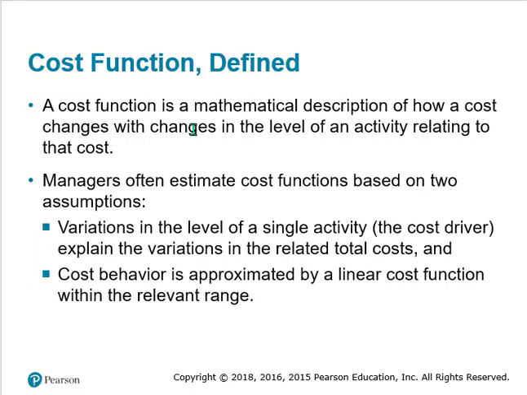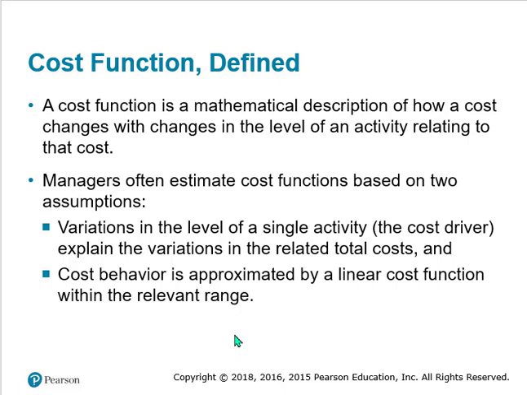So a cost function, okay, is a mathematical description of how a cost changes with changes in the level of activity relating to that cost. Okay, that's important. So it's a mathematical expression, and managers often estimate cost functions based on 2 assumptions: that variations in the level of a single activity, in other words, whatever the cost driver is, explain the variations in the related total costs. Okay, a single activity, and that's the tricky part, because there are always other variables involved. And the cost behavior is approximated by a linear cost function within the relevant range.